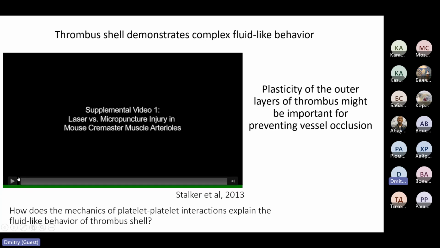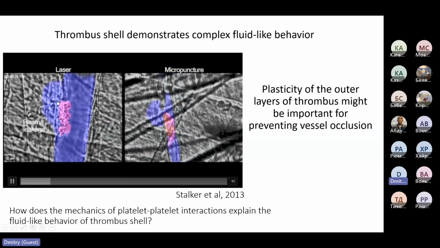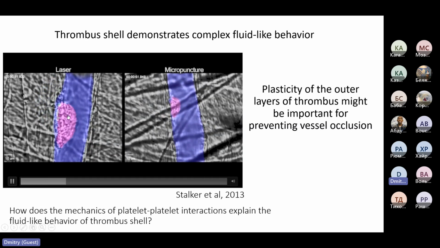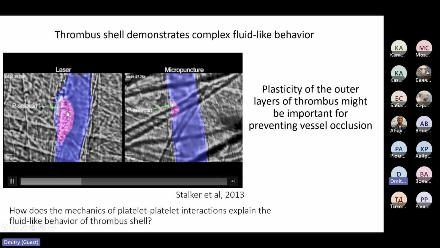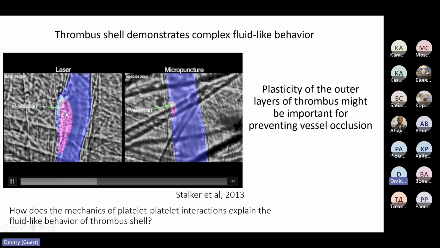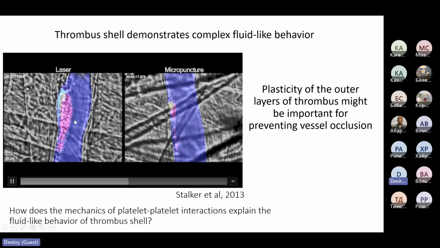If we again look at the experimental data, we see that thrombi behave in a very complex way. Here, after laser-induced injury, we can see that a lot of platelets aggregate, but still this mass resembles some viscous fluid because it flows and it has high plasticity. We first try to understand how to explain such a high plasticity of the outer regions of thrombi. So this is mostly a mechanical question.